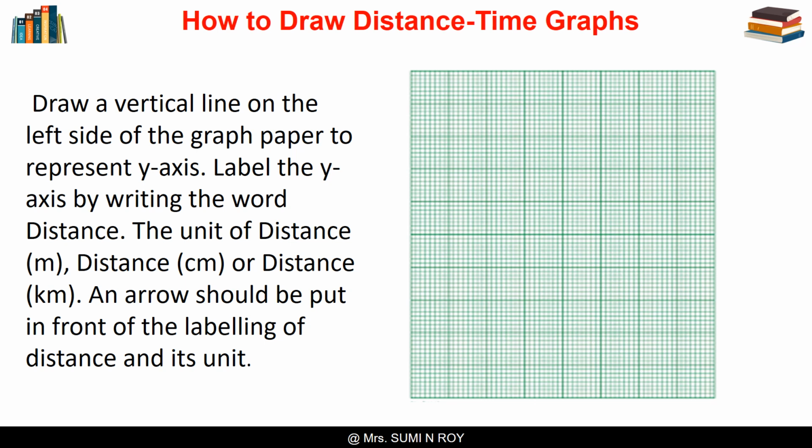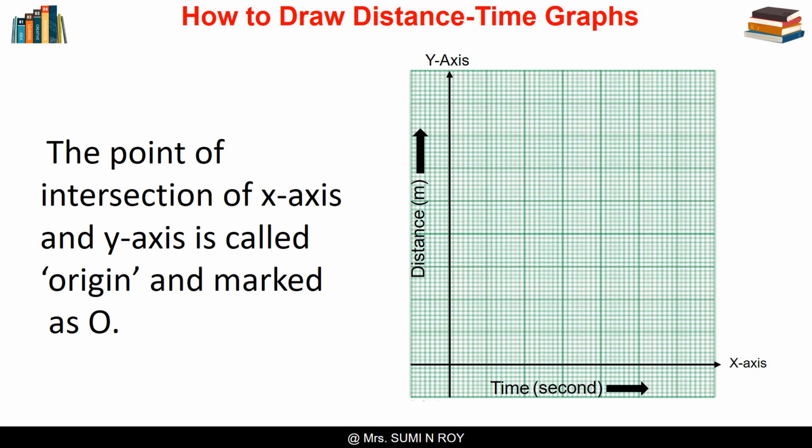Now draw a vertical line on the left side of the graph paper to represent y-axis. Label the y-axis by writing the word distance. The unit of distance may be centimeter, meter or kilometer. An arrow should be put in front of the labeling of the distance and its unit like distance in meter. The point of intersection of x-axis and y-axis is called origin and marked as O.